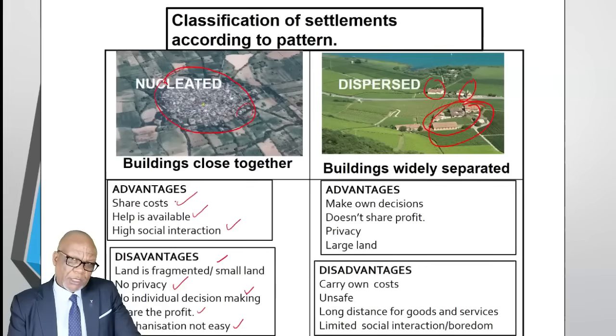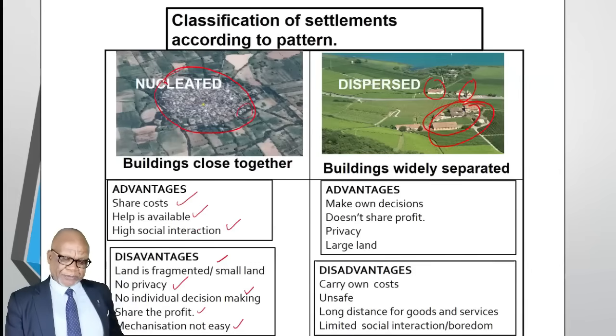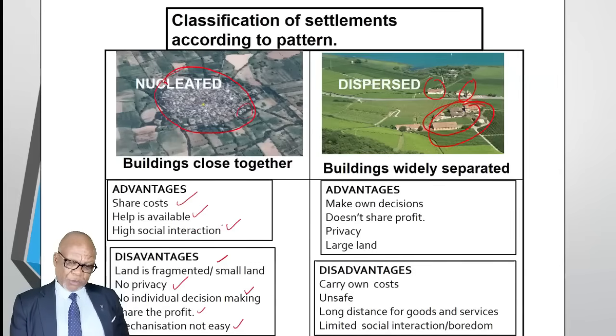advantage, share costs. So this will be economic advantage. And then here it says help is available. So this one is showing that it is a social advantage, high social interaction. So this one is also showing a social advantage because we're saying social interaction. And now let's look at the disadvantages.